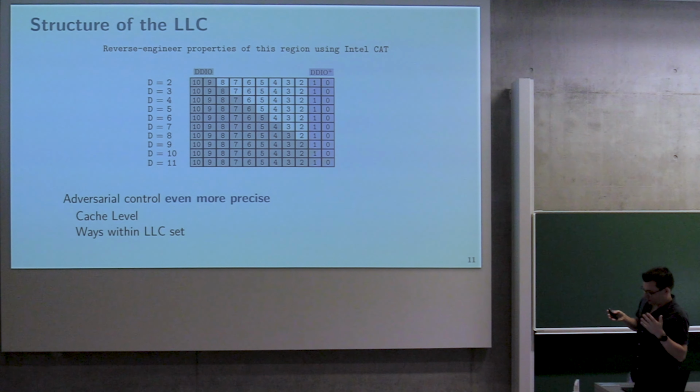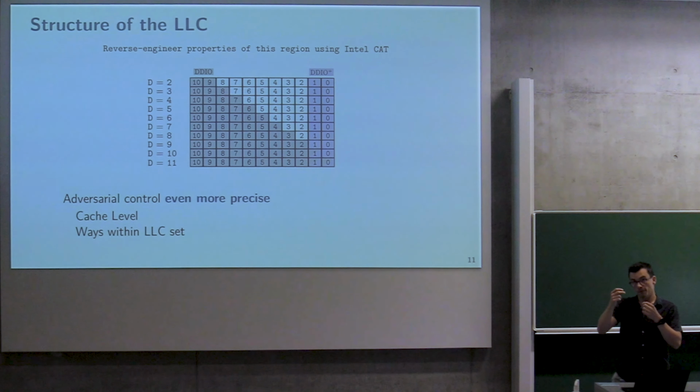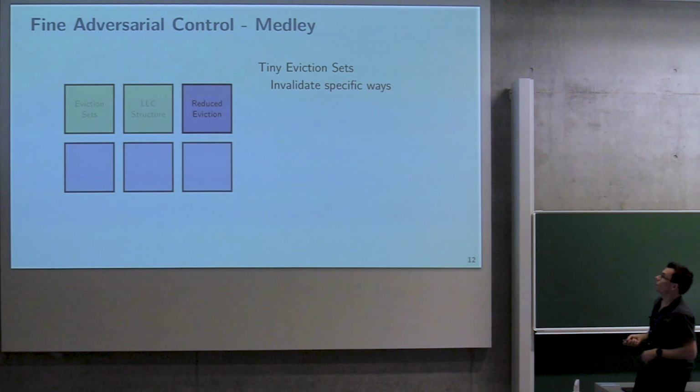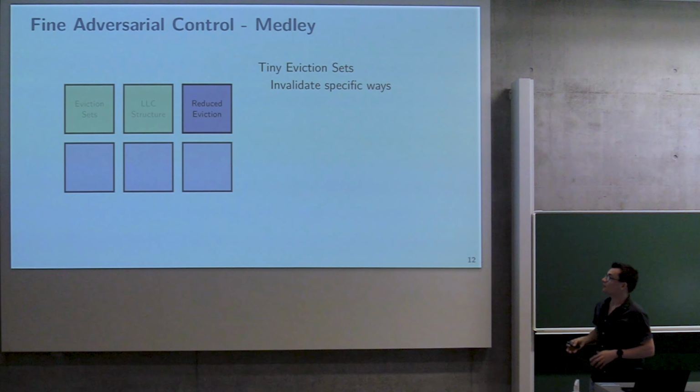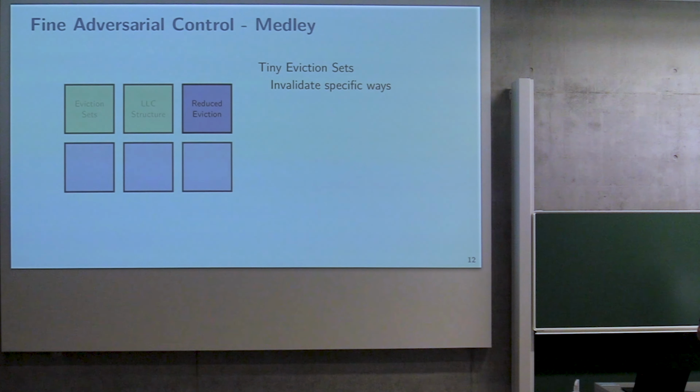So our attacker control was already precise because we could enforce to which level in the hierarchy a line would be mapped. But now we can also fix the line within the set, which to our knowledge is kind of unprecedented. So in the interest of time, I'm going to speed run through all the other contributions in the paper that are enabled by this fine-grained control.